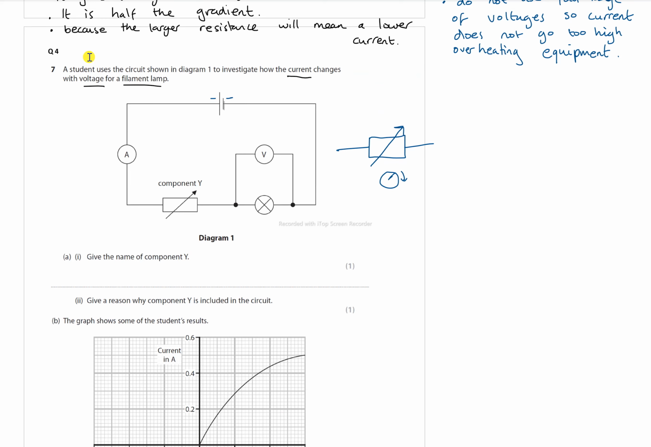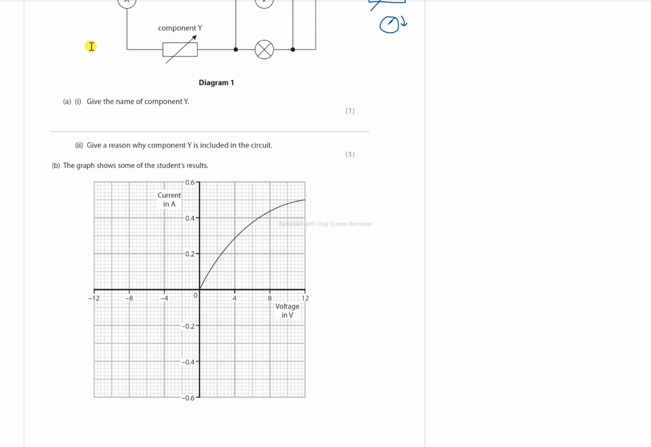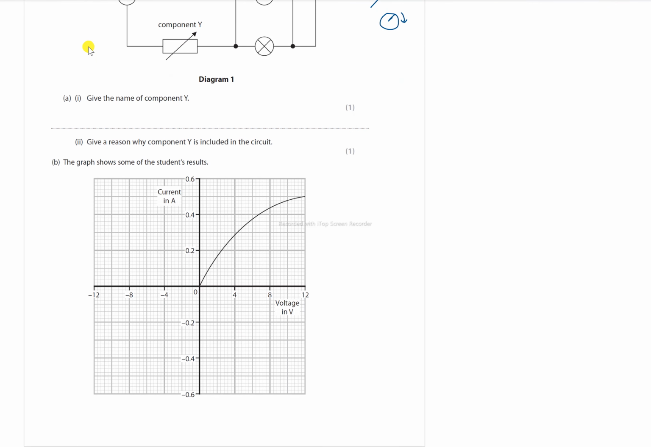So what they're saying is, give the name of component Y. We've already said that. It's a, is it? Yes, variable resistor. Right, give a reason why component Y is included in the circuit.